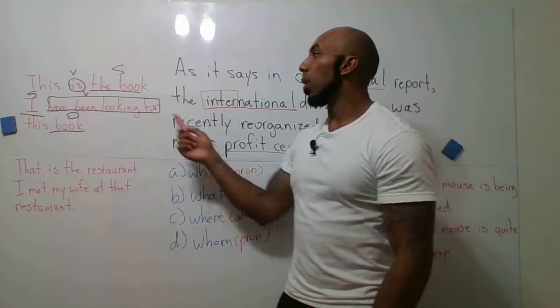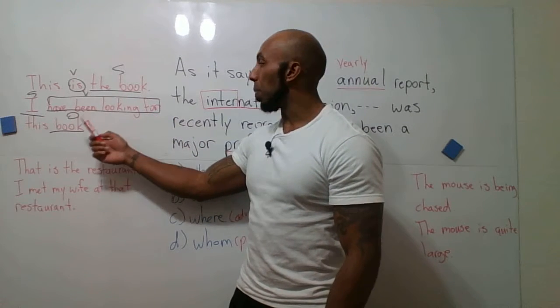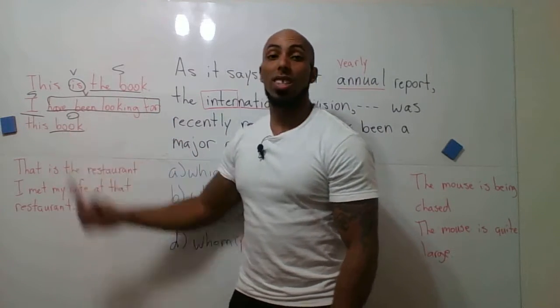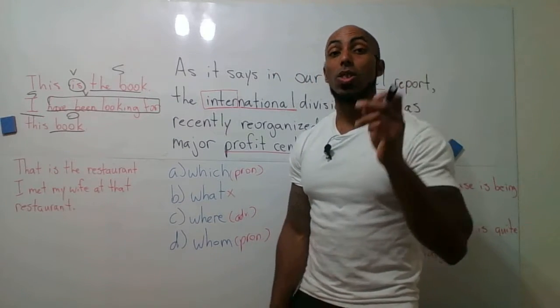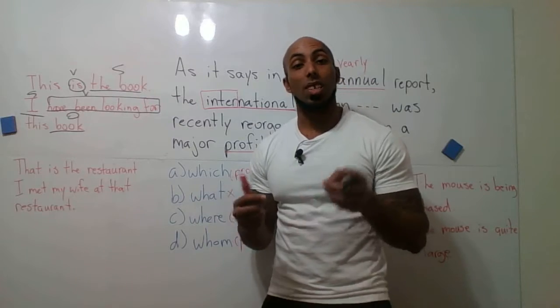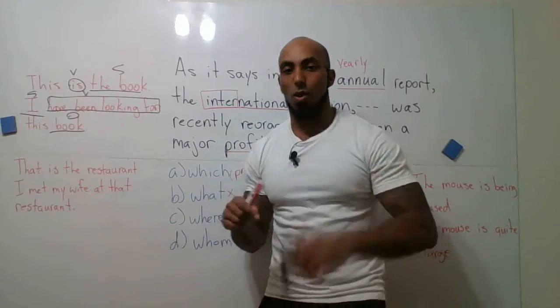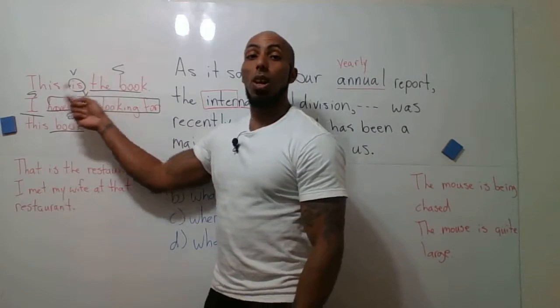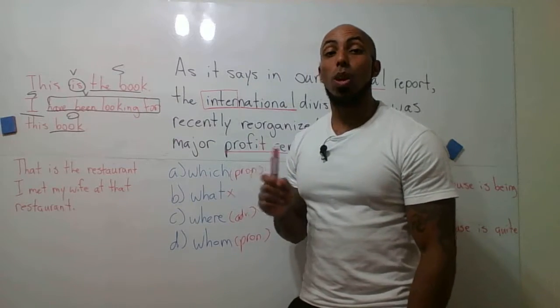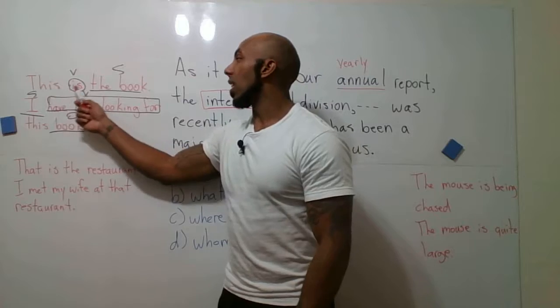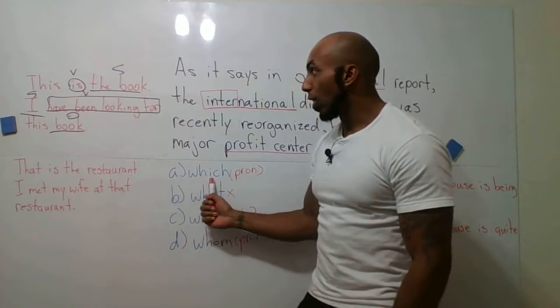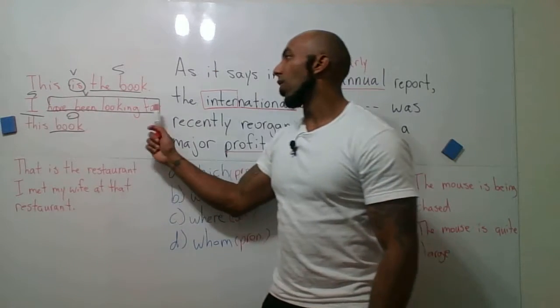The book is the subject of our first sentence, but the object of our second sentence. That's okay. As long as one of those things is the same in both sentences, it doesn't matter which is which for now. So if we wanted to combine this sentence, we would have to say, this is the book which I have been looking for.